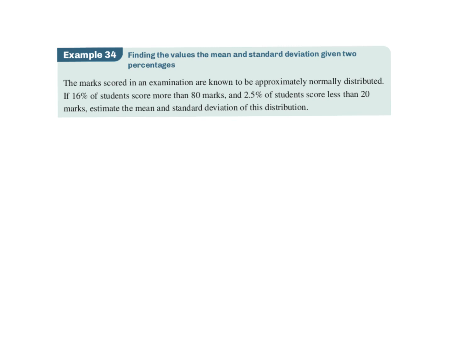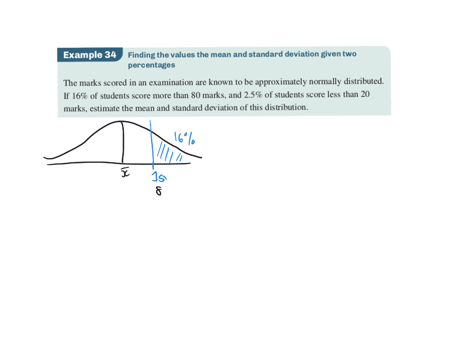Okay, the marks scored in an examination are known to be normally distributed. 16% of the students scored more than 80 marks, and 2.5% scored less than 20. Estimate the mean and the standard deviation. So if we quickly draw this diagram up, we would have the mean. Now, they said 16% score more than 80 marks, so where am I there? Above the mean, like one standard deviation, would you agree? Is this 16%? Yep. And they said that was 80. And then they said 2.5% were less than 20 marks. So what am I? Minus 2 standard deviations? Yes. So that one would be 2.5%, and they said that was 20.